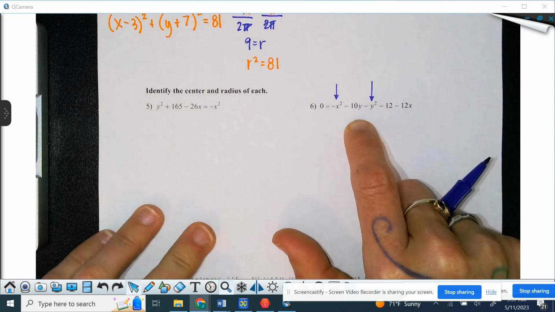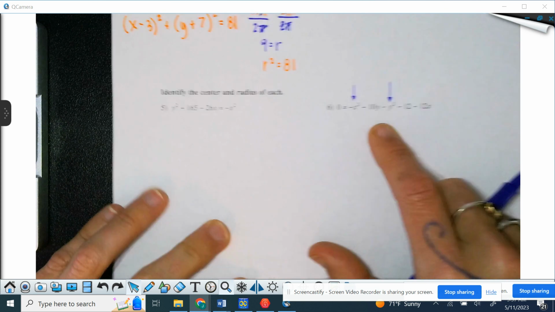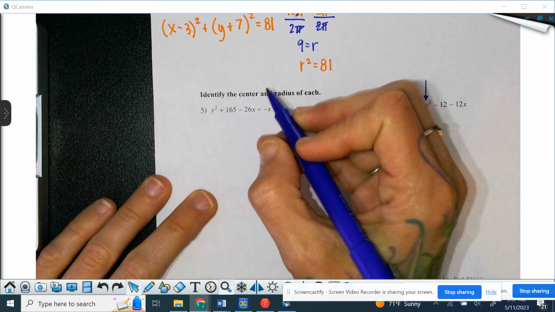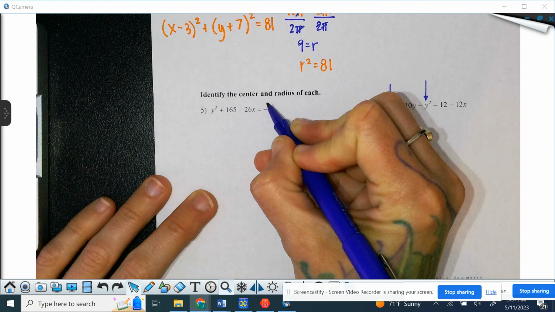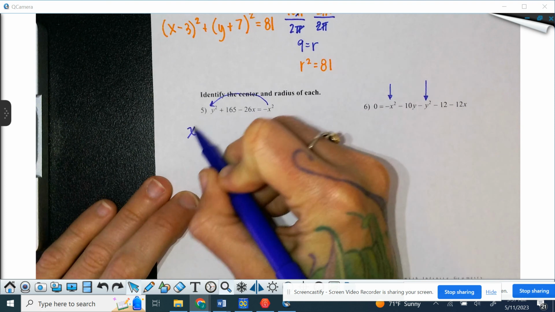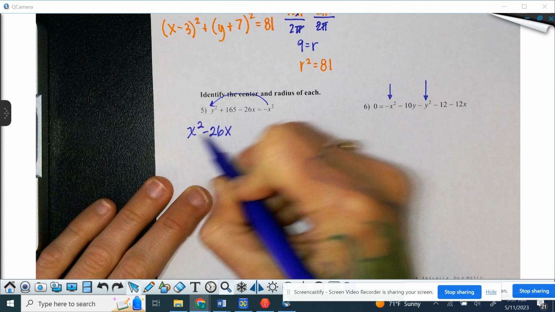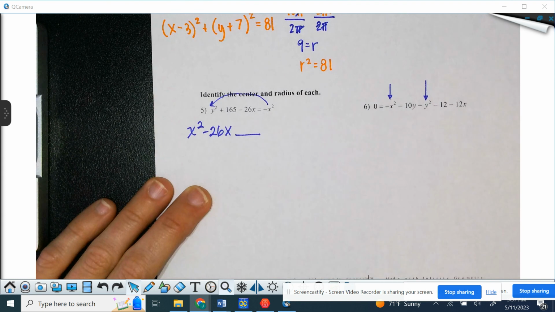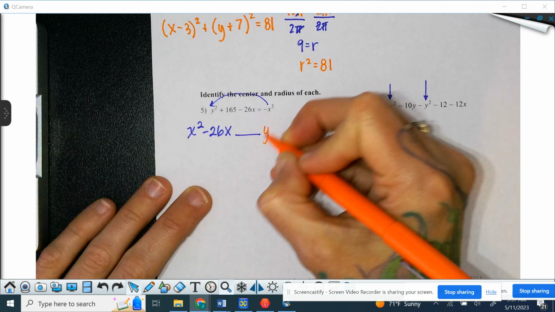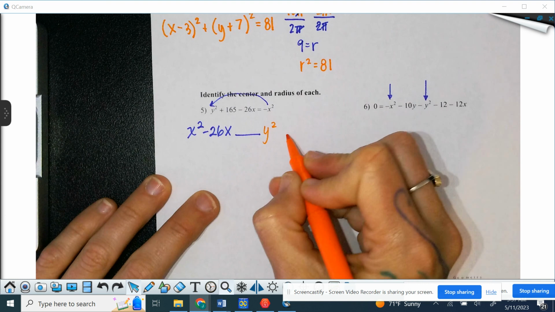It's not necessary. So we're going to move this guy this way, so I end up with a positive x squared. Then I'm going to go ahead and put it in order. Negative 26x. That's our x's together, so we get a blank. Then I have y squared and nothing else, so we can put a blank for giggles.